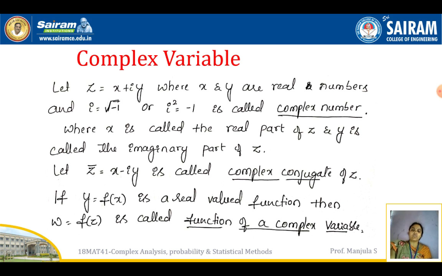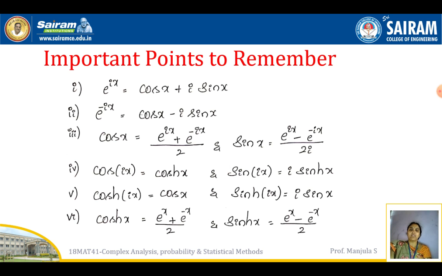If y equals f of x is a real valued function, then w equals f of z is called a function of a complex variable. Some important points to be remembered in a complex variable: e to the power ix can be written as cos x plus i sin x. e to the power minus ix can be written as cos x minus i sin x, and cos x can be written in terms of exponentials, that is, e to the power ix plus e to the power minus ix, divided by 2.